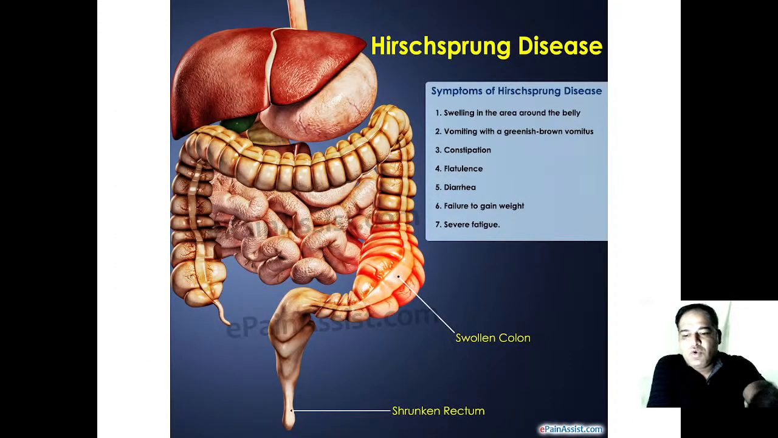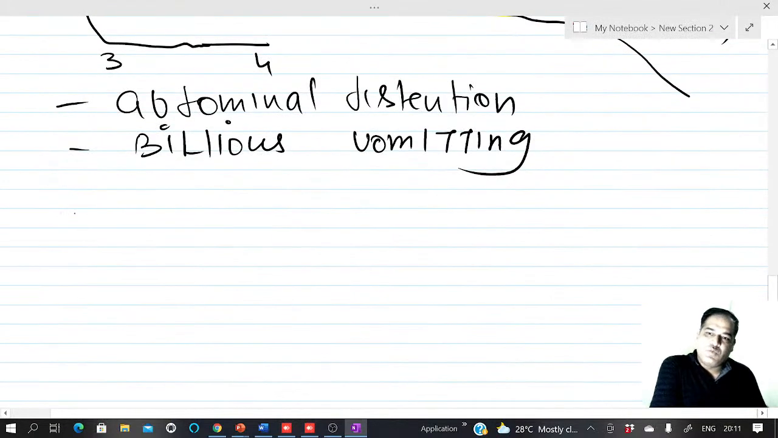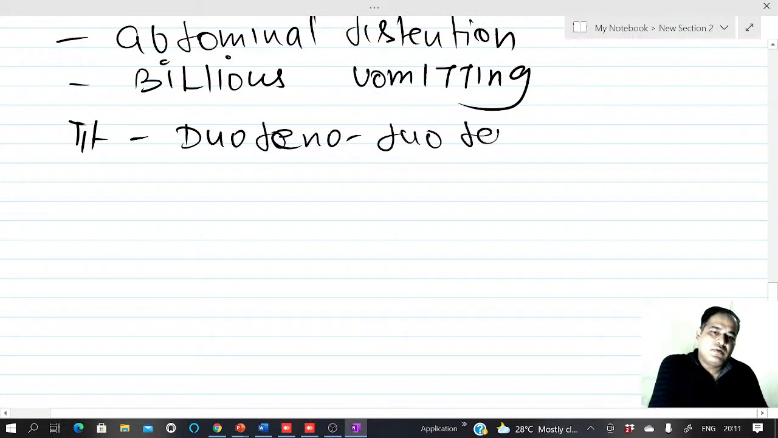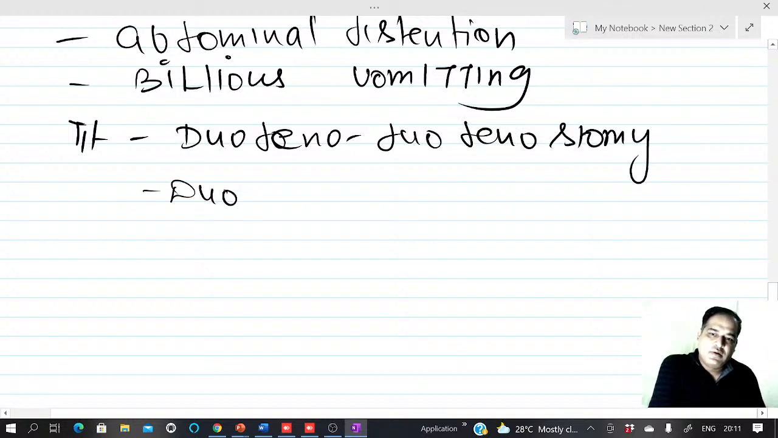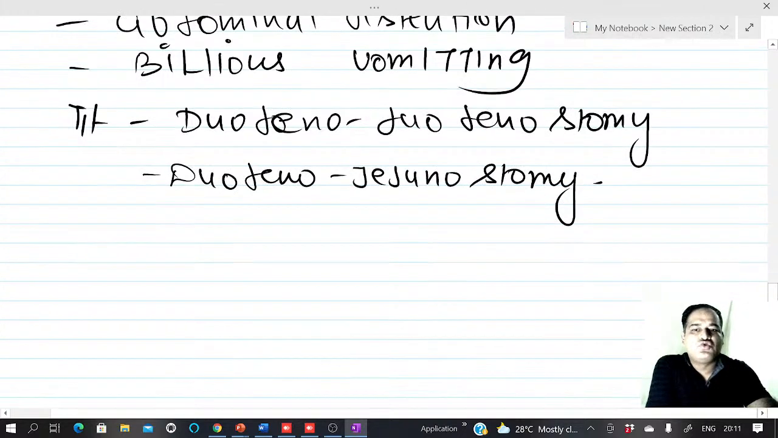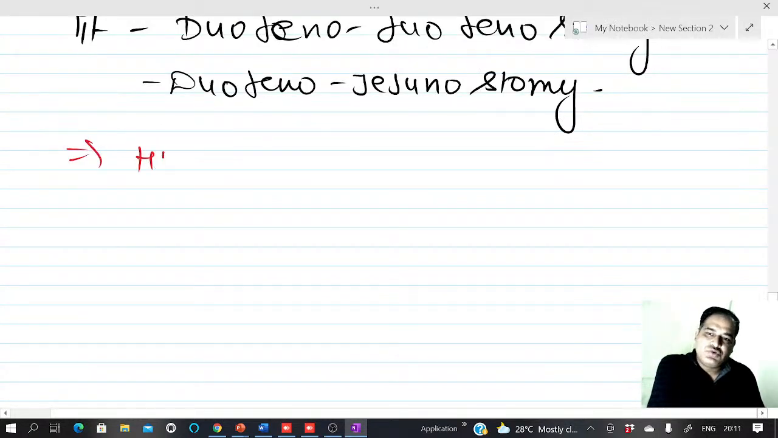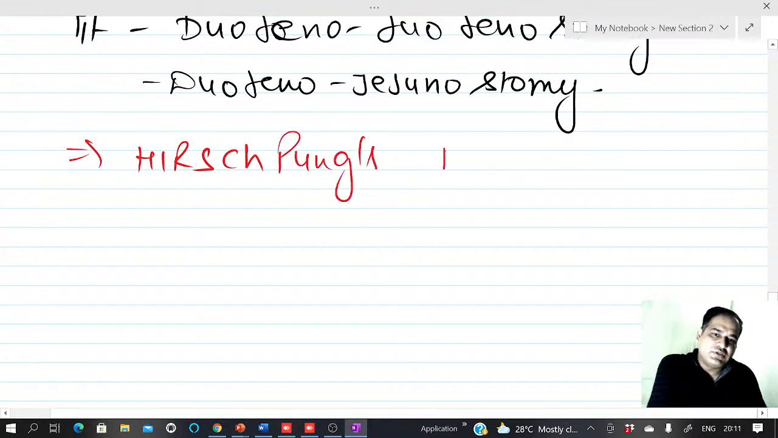Now, what is the treatment there? So the treatment in this case is duodenostomy and duodenojejunostomy. So either of the two, that depends upon the choice of the surgeon.